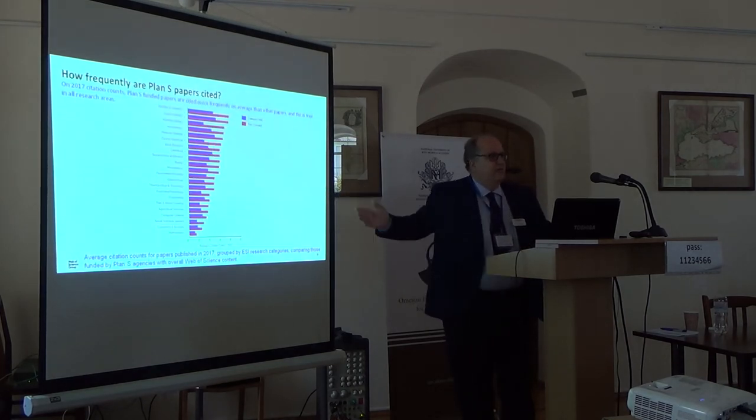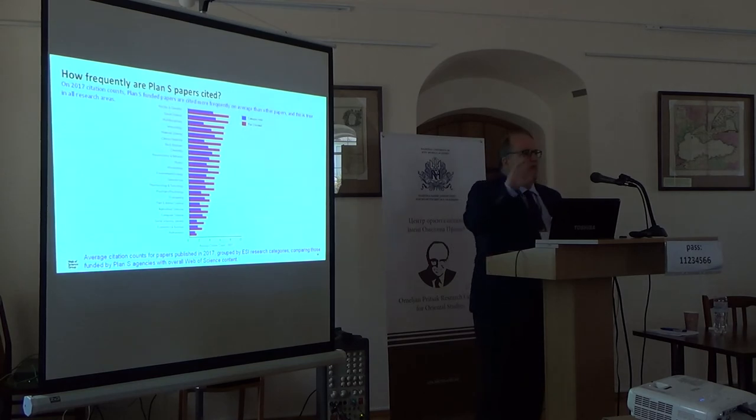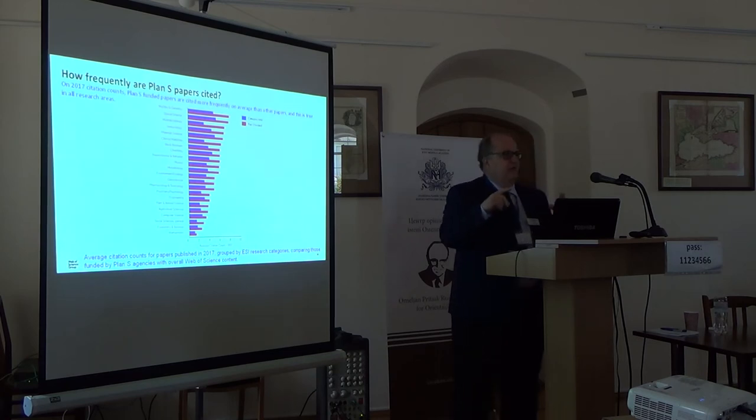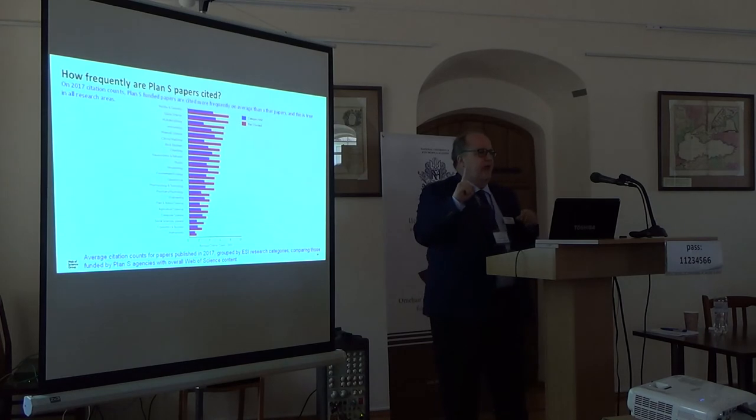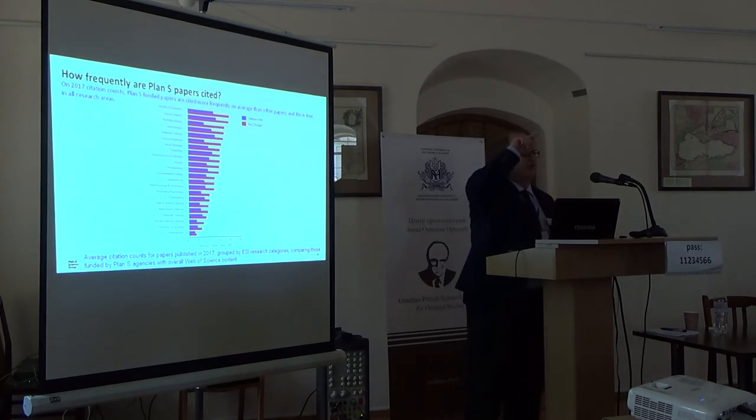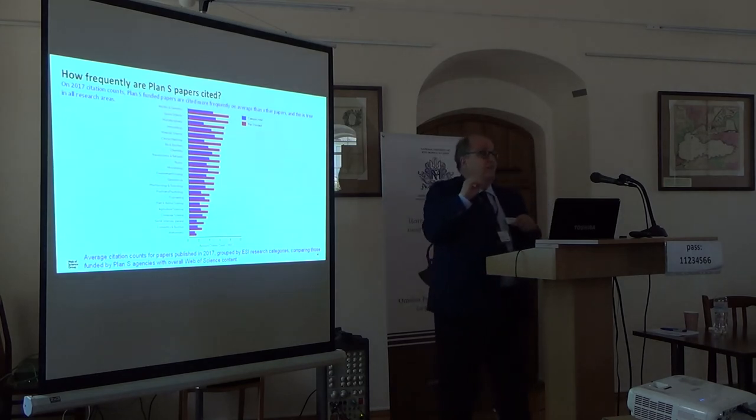So let's take a look at where these papers are cited. We looked at the Essential Science Indicators data categories. Essential Science Indicators are broader categories that we have on the platform, 21 in the sciences and one general social sciences category. And we looked at all papers in the category and their citations versus the open access papers from these Plan S, the organizations that have signed up for Plan S.